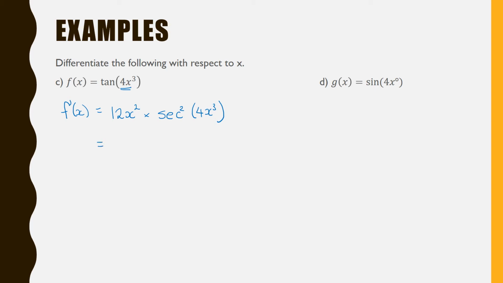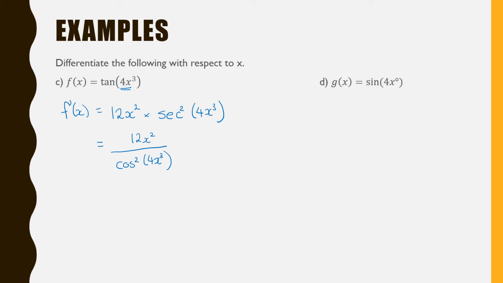And this is it. We can either leave it like that, and that is a perfectly acceptable answer, or we can write sec as 1 over cos, so it could be written as 12x squared over cos squared of 4x cubed. Both answers are perfectly fine.